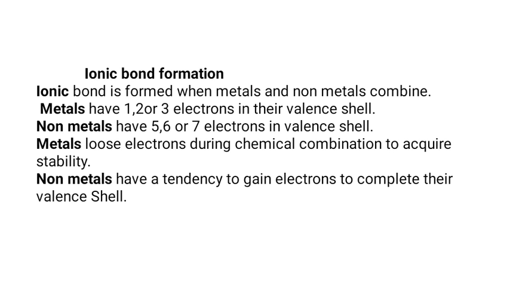In order to get stable configuration, metals and non-metals both either lose the electrons or gain electrons. Metals have a tendency to lose electrons when they undergo chemical combination. Similarly, non-metals have a tendency to gain electrons when they undergo chemical combination in order to complete their valence shell.